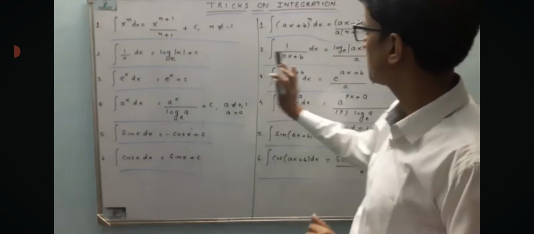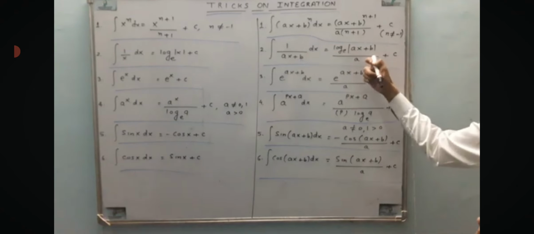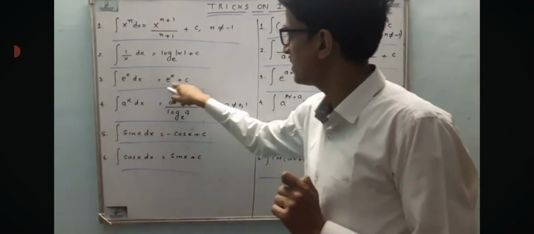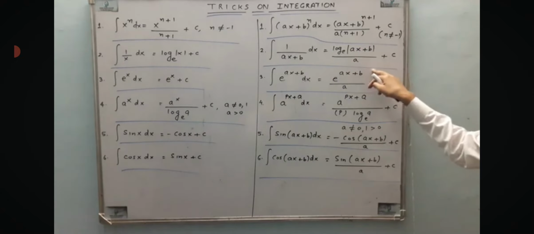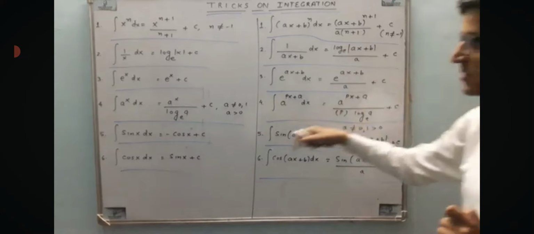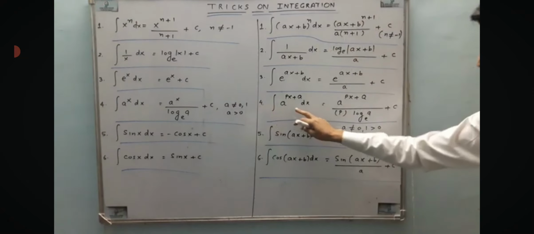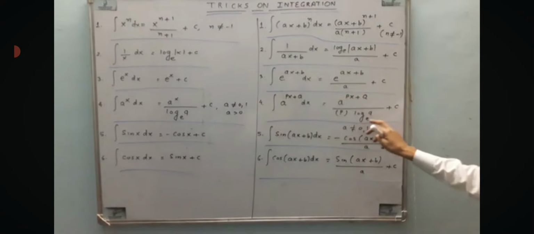Second trick, we know integral of 1 by x dx is log mod x plus c. So if we have 1 upon ax plus b dx, it will remain the same. Just divide the expression by the coefficient of x. Integral of e raised to power x dx is e raised to power x plus c. So e raised to power ax plus b dx will be e raised to power ax plus b divided by a plus c. Similarly, integral of a raised to power x dx is a raised to power x upon log a base e plus c. So a raised to power bx plus q will be a raised to power bx plus q upon log a base e, divided by b.